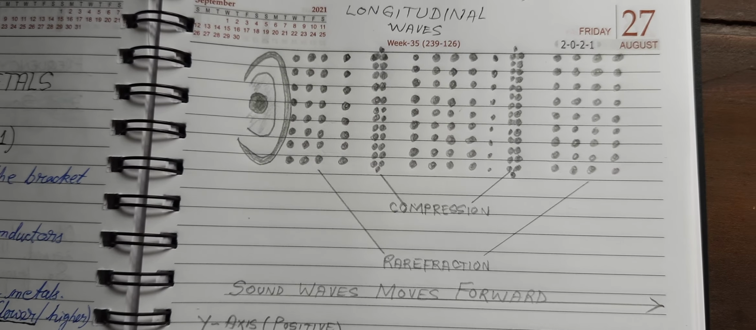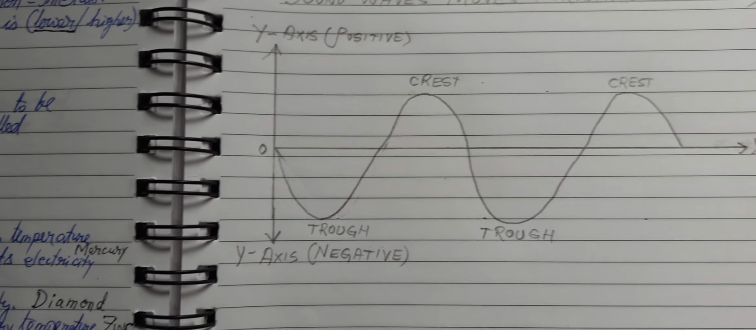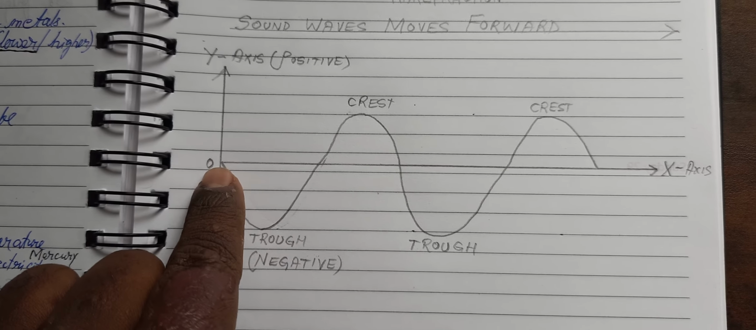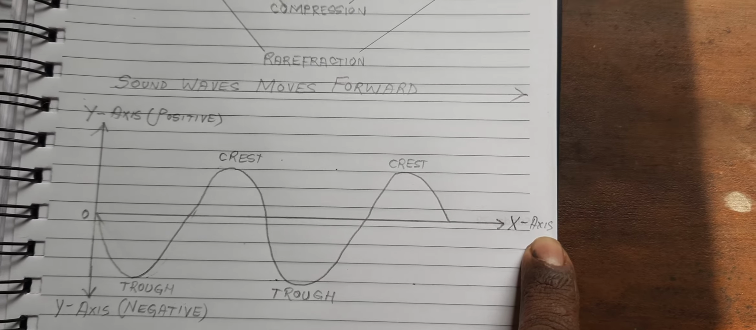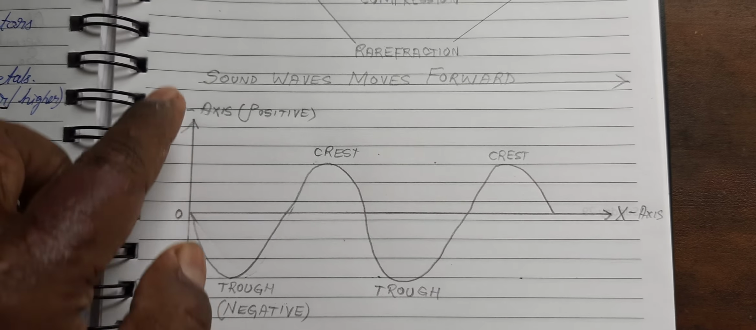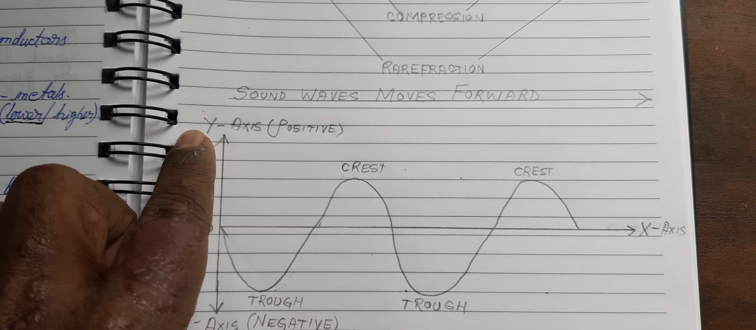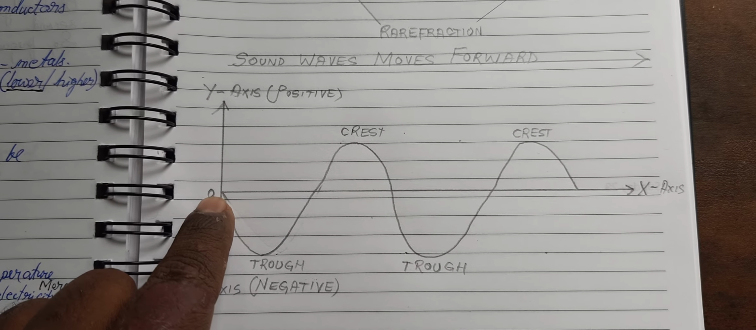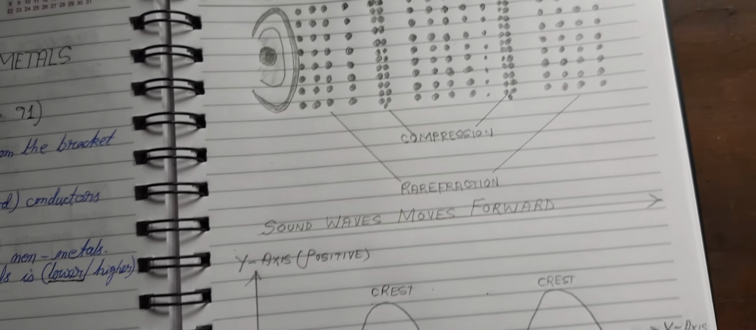This longitudinal waveform can be drawn in the form of a graph in x and y axis, as I have drawn over here. As you can see, the horizontal line represents the x-axis of the graph, and the vertical region is divided into two parts: the positive y-axis, the upper one. This is the origin, the point of origin, and this is the negative y-axis, the down one.